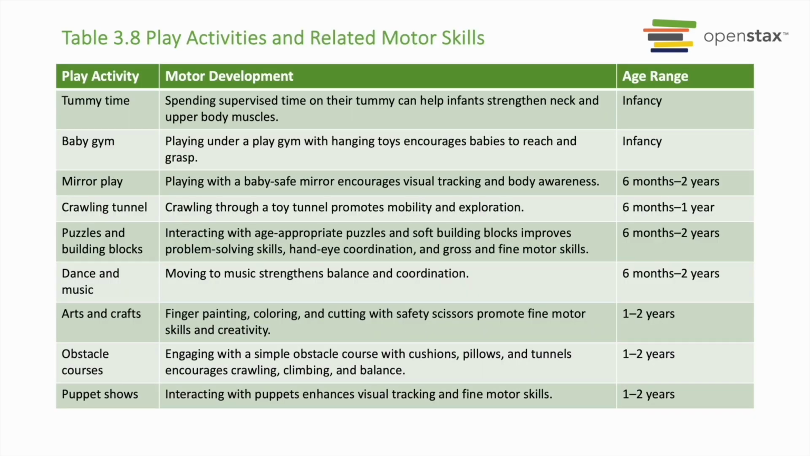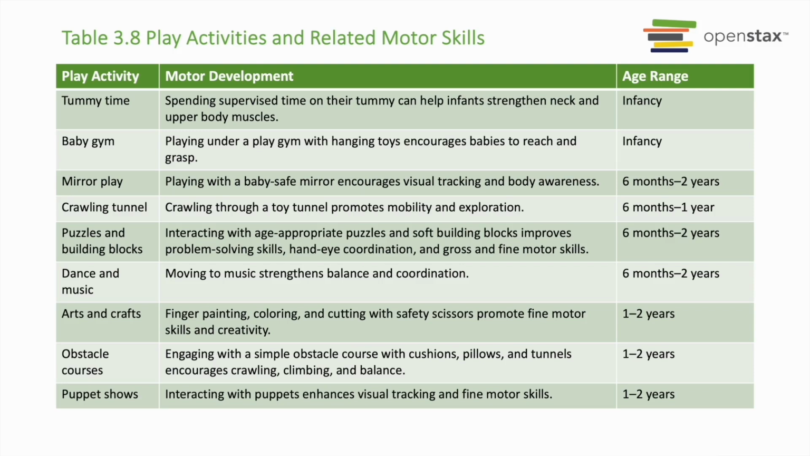Table 3.8, play activities and related motor skills. We'll look at the play activity, the motor development, and then the age range. Tummy time. Spending supervised time on their tummy can help infants strengthen neck and upper body muscles. Age range is infancy. Baby gym. Playing under a play gym with hanging toys encourages babies to reach and grasp. This age range is also infancy. Mirror play. Playing with a baby-safe mirror encourages visual tracking and body awareness from 6 months to 2 years. Crawling tunnel. Crawling through a toy tunnel promotes mobility and exploration, 6 months to 1 year.